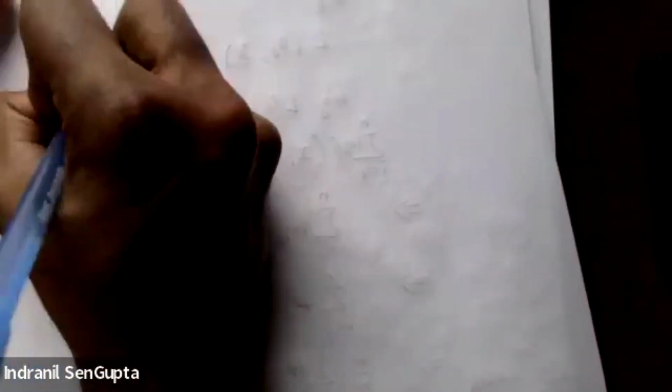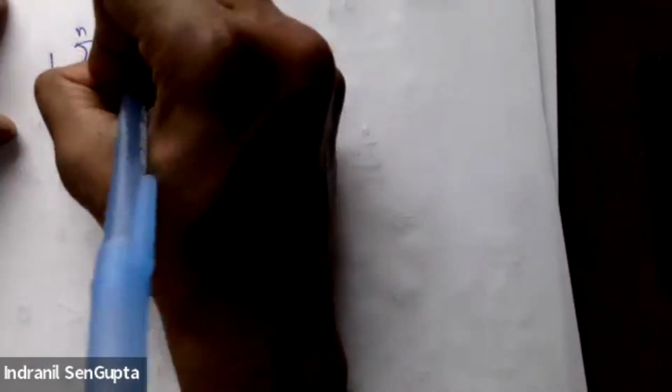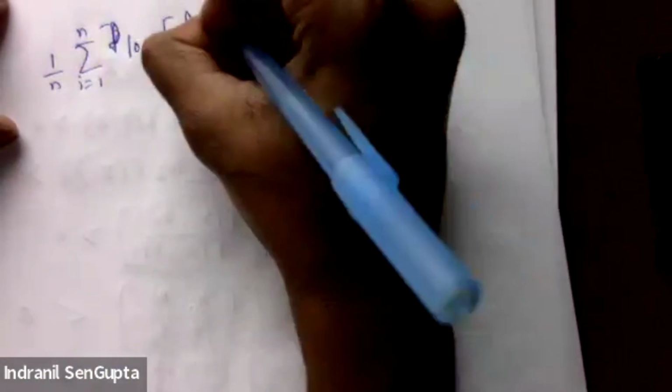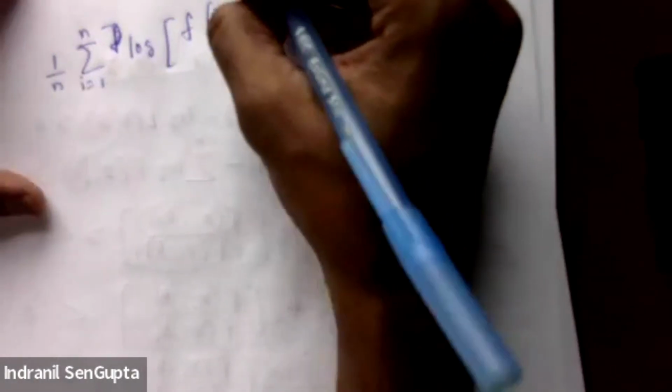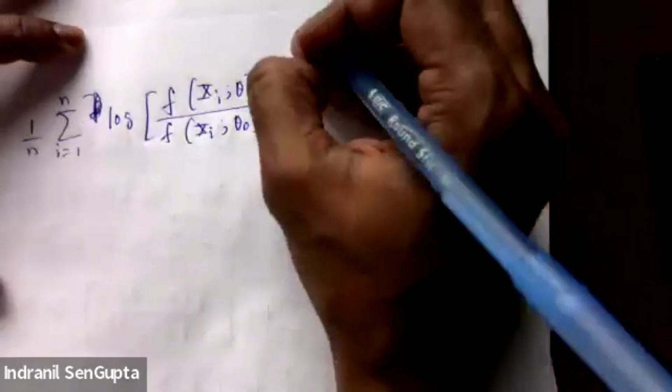So what I'm trying to do is the following. Let's start with the left-hand side of this one. So 1 over n, summation i from 1 to n, of log of f of x_i theta over f of x_i theta 0. I wrote what we had there. I am saying that this converges in probability.